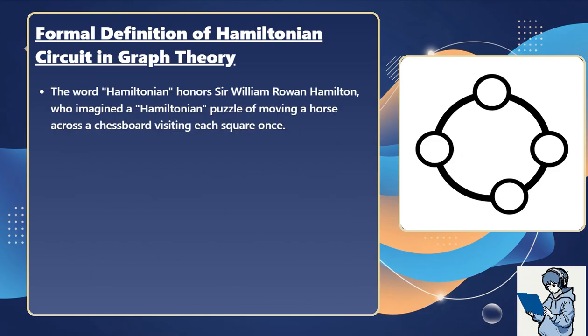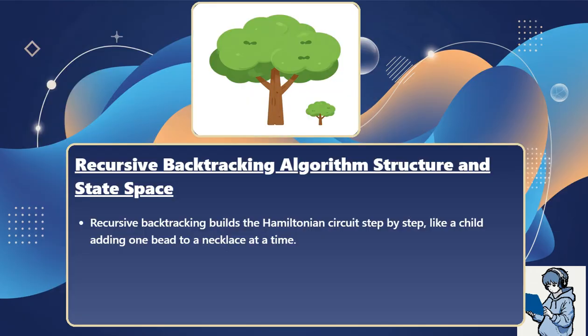The word Hamiltonian honors Sir William Rowan Hamilton, who imagined a Hamiltonian puzzle of moving a horse across a chessboard, visiting each square once. Recursive backtracking builds the Hamiltonian circuit step by step, like a child adding one bead to a necklace at a time.